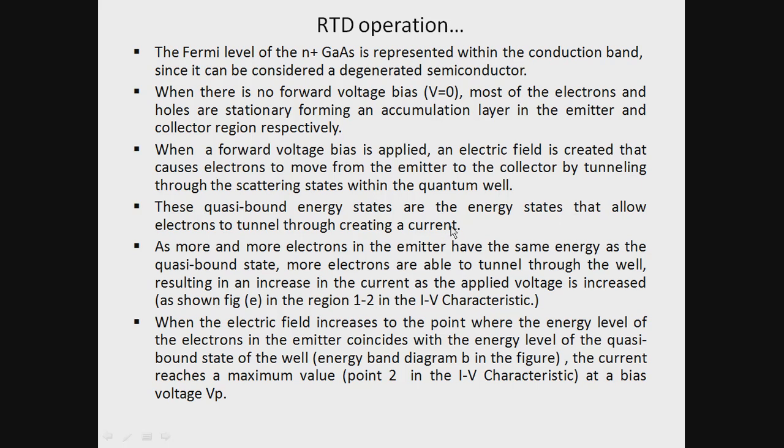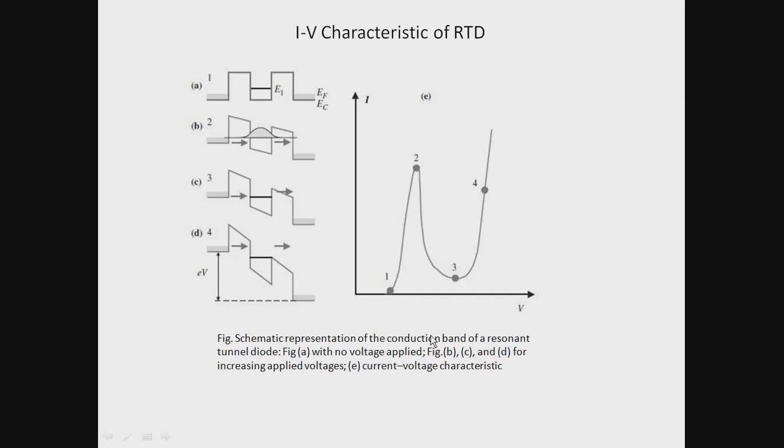As more and more electrons in the emitter have the same energy as the quasi-bound state, more electrons are able to tunnel through the well, resulting in an increase in the current as the applied voltage is increased. It is shown in the VI characteristics, that is here. You can see when the electric field is increased, that is the biasing voltage is increased, more and more electrons penetrate through this barrier and reach the collector side. So this is the current IV characteristic of the device.